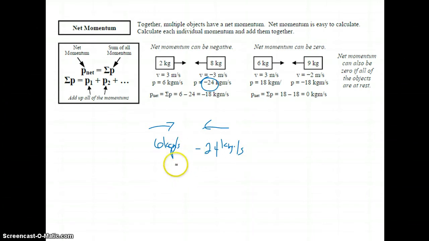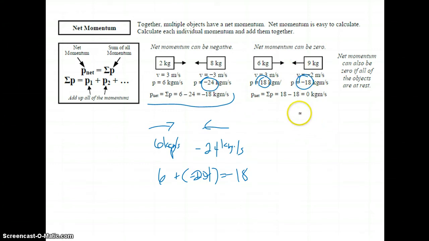And so we just add those together. So 6 plus a negative 24 is going to be negative 18. Like they showed you, much nicer than I'm writing up here. It is possible for net momentum to be 0. As you can see, this one's 18, this one's negative 18. Add those two together and you get 0 kilogram meters per second. So basically they're going to cancel each other out.